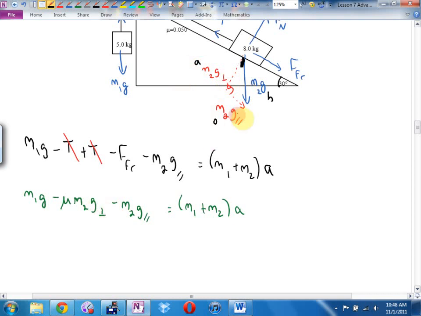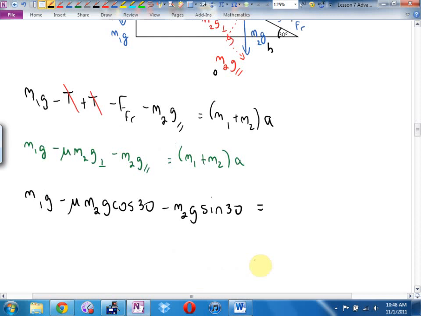My next line is going to be this. M1G minus mu M2G cos 30 minus M2G sine 30. Is that okay, Sean? And Sean, how would I get the A by itself? I want to do that on the same line. Can I do that right now if that's okay? Divided by M1 plus M2 equals A.